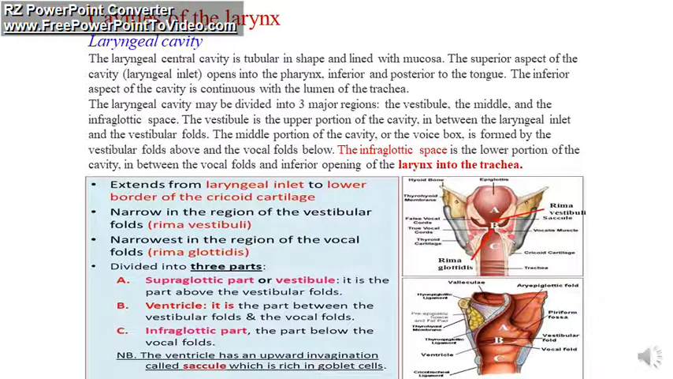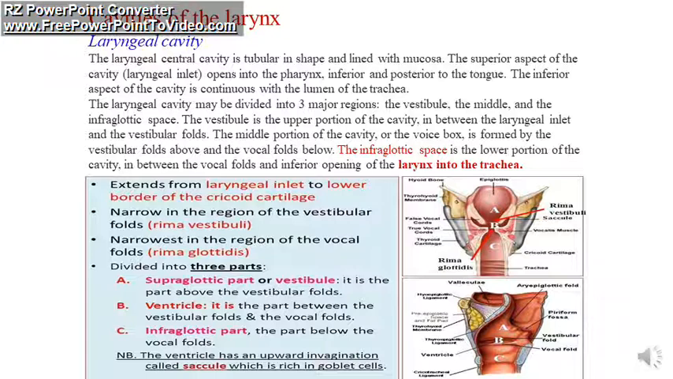The laryngeal cavity. The laryngeal cavity is the voice area that they see. The laryngeal cavity is tubular in shape and lined with mucosa. The superior aspect of the cavity, the laryngeal inlet, opens into the pharynx, inferior and posterior to the tongue. The inferior aspect of the cavity is continuous with the lumen of the trachea. The laryngeal cavity may be divided into three major regions: the vestibule, the middle, and the infraglottic aspect.